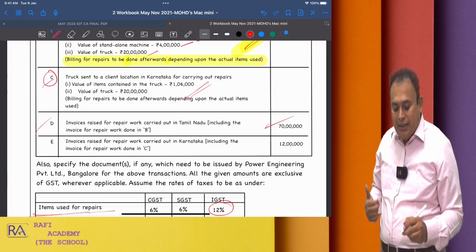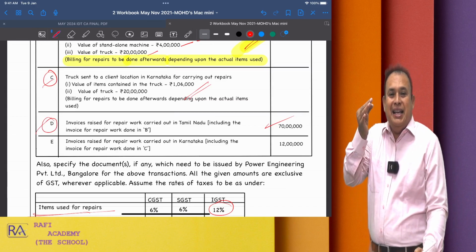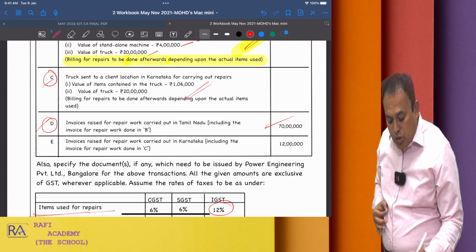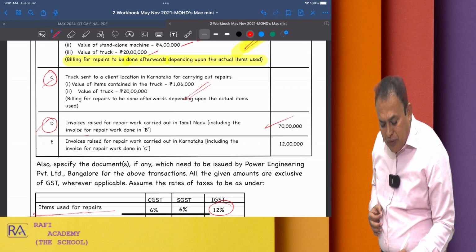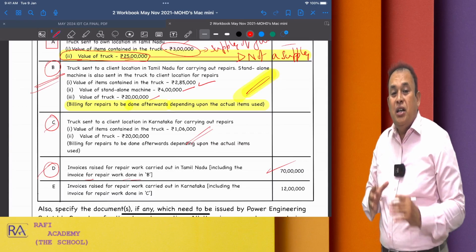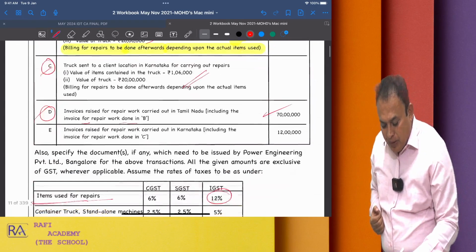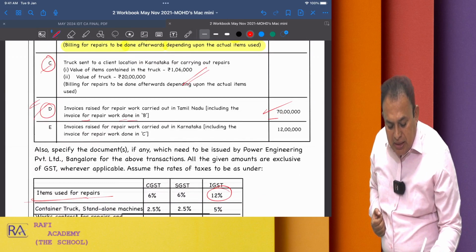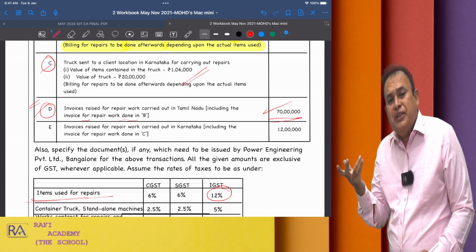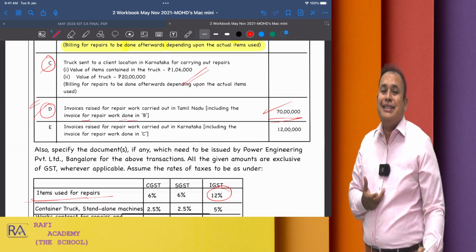Now point number D says invoice raised for repair work carried out in Tamil Nadu, including the invoice for repair work done in B. That means this point, the value of supply is known at point number D. Where the value of supply is how much? 70 lakhs. Who raised the invoice? Head office Karnataka. Client where located? In Tamil Nadu. It is an interstate supply.